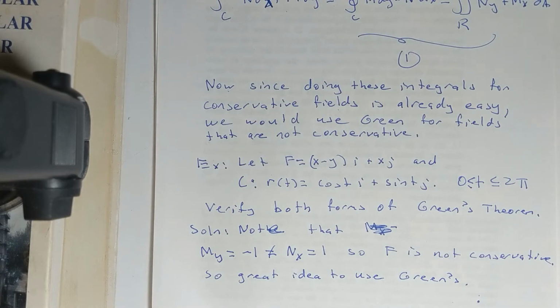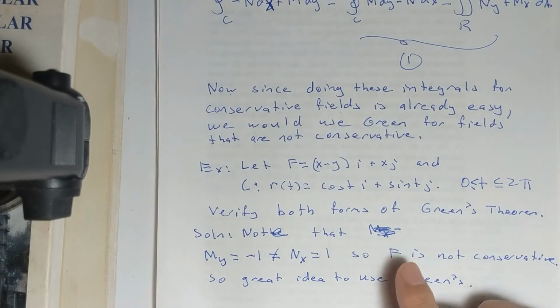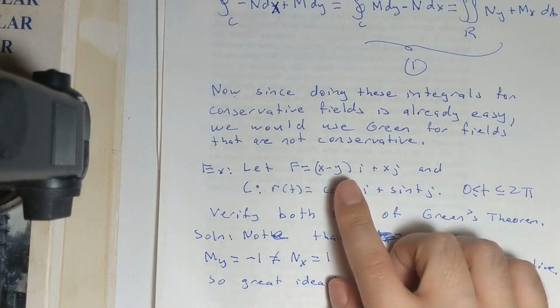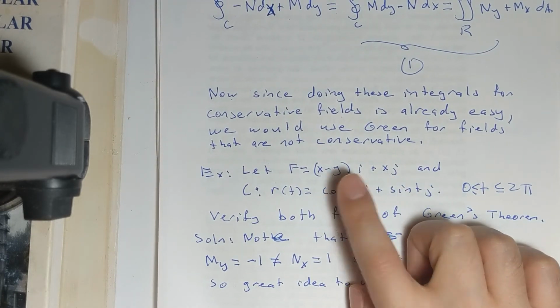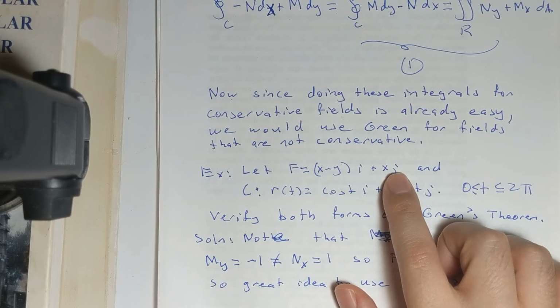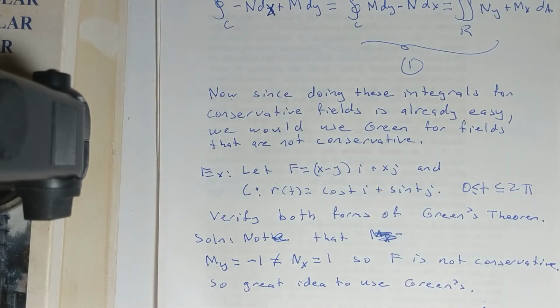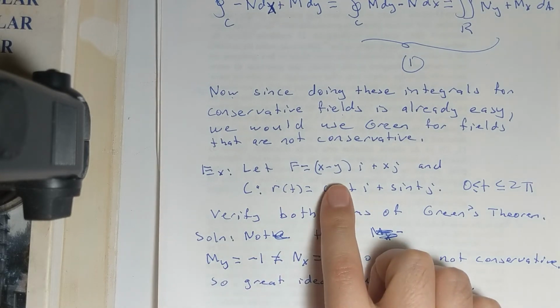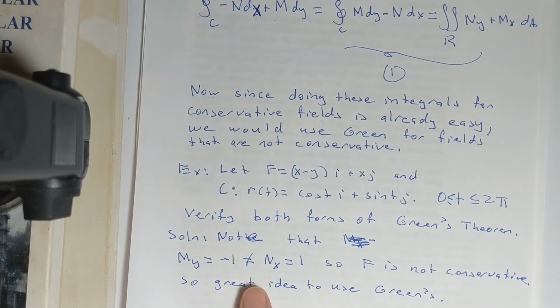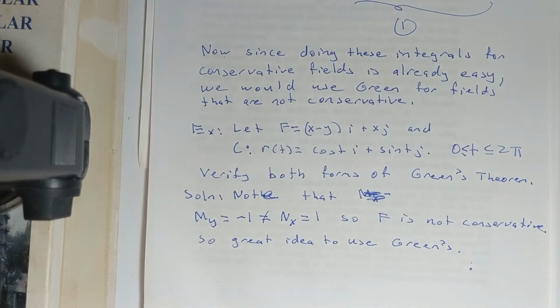Again, once you actually verify one, the other one is for free, but we're going to verify it anyhow to show that it works. First of all, this is not going to be conservative because the y derivative of M should be equal to the x derivative of N. But M_y is equal to minus 1, and N_x is equal to 1. So minus 1 obviously does not equal 1, which means F is not conservative.